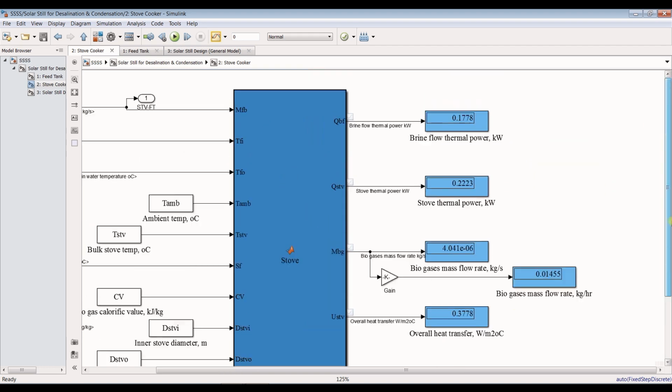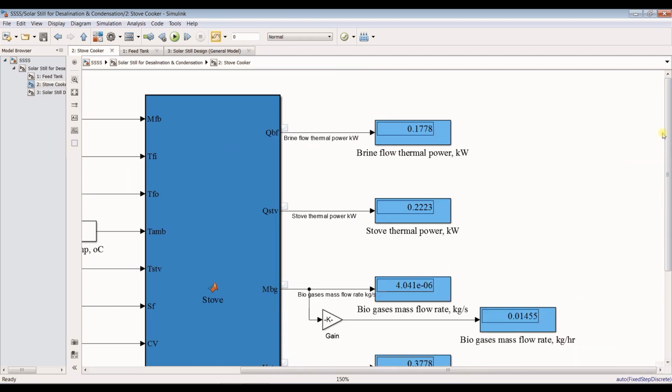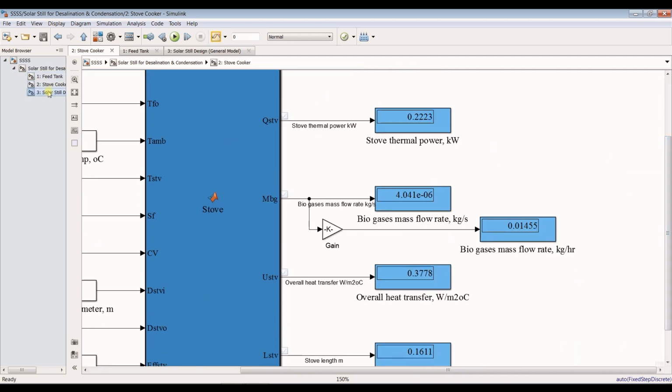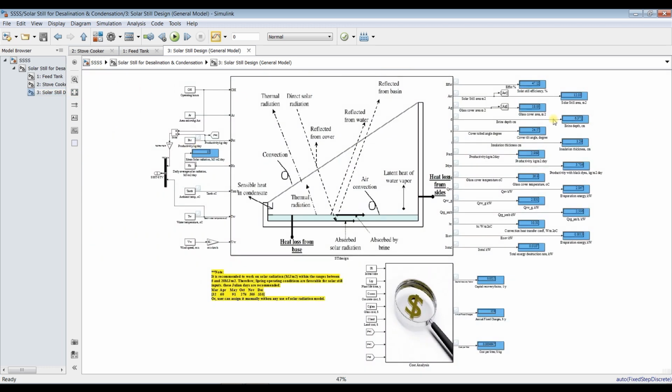Don't forget to double-click or highlight your signals, and send signals to the data inspector here, in order to discover the effect dynamically. For the solar still, let's go here. This is our model.